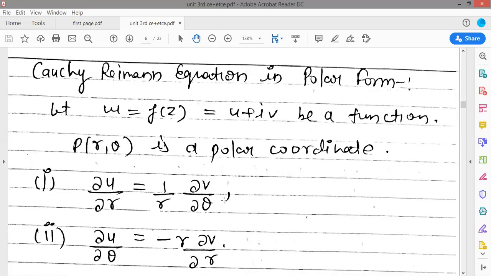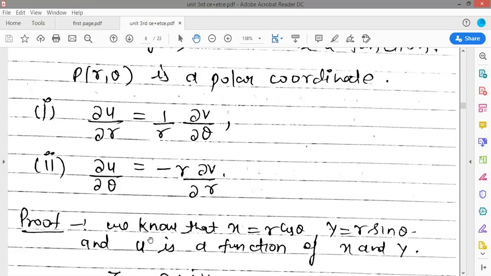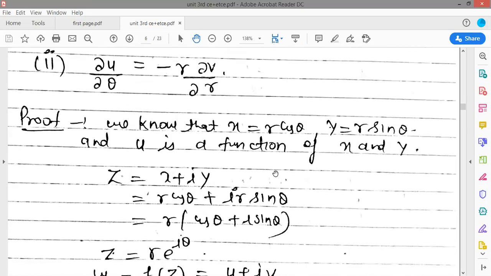So first, what is the Cauchy-Riemann equation in polar form? del u by del r is equal to 1 upon r del v upon del theta, and del u upon del theta is equal to minus r del v upon del r. This is our Cauchy-Riemann equation in polar form. So how are we getting this equation from the Cauchy-Riemann equation in Cartesian form? We know this equation already.